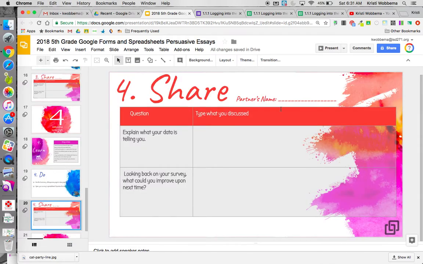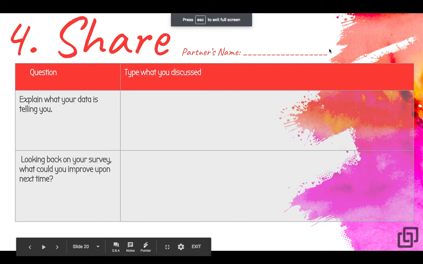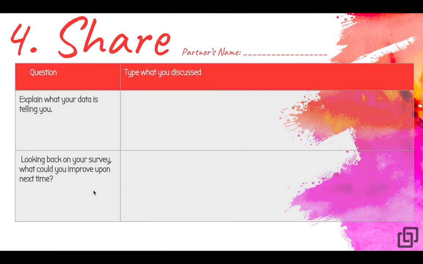Finally, when you're finished with this, what I'd like you to do is explain what your data is telling you. What do you notice? And then also with your partner, talk about looking back on your survey. What are some things you could improve on next time if you were to make one again?